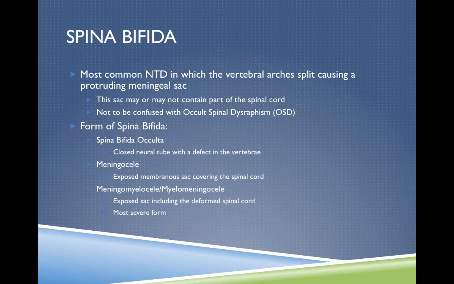matures. So some forms of spina bifida include spina bifida occulta, which is a closed neural tube with a defect in the vertebrae, meningocele, an exposed membranous sac covering the spinal cord. Then there is meningomyelocele, which is often referred to as spina bifida. This is the form that we will discuss most throughout this presentation. I will refer to it as spina bifida. It is an exposed sac, including the deformed spinal cord, and it is the most severe form.